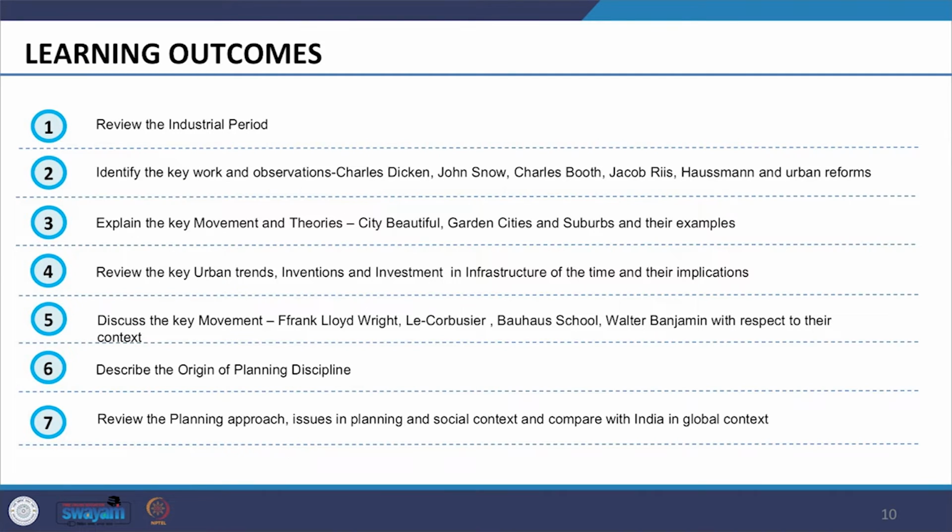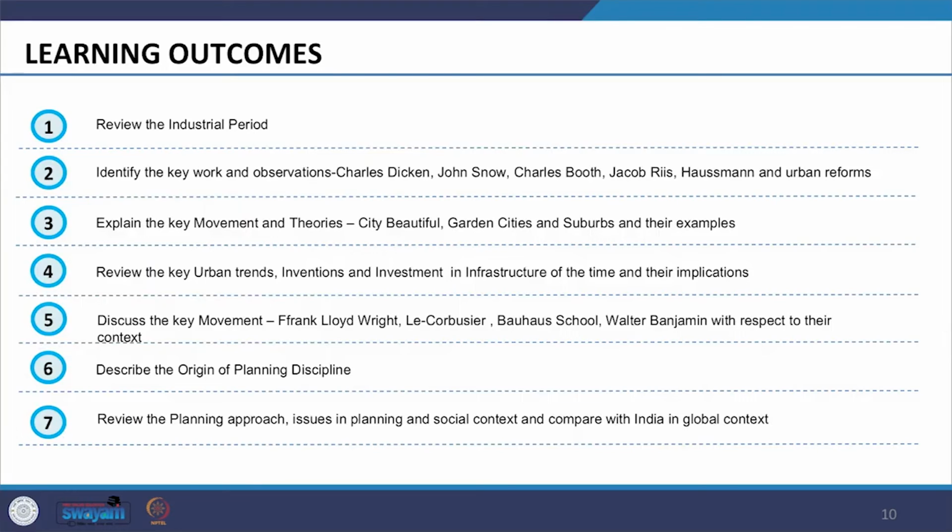You should be able to review the key urban trends, inventions, and investment in infrastructure of the time and their implications in our urban pattern. You should be able to discuss the key movements of Frank Lloyd Wright, Le Corbusier, Beauvoir's school, and Walter Benjamin's thoughts with respect to the context in which they came. You should be able to describe the origin of the planning discipline. You should be able to review the planning approach, issues in planning and social context, and compare with India in a global context.